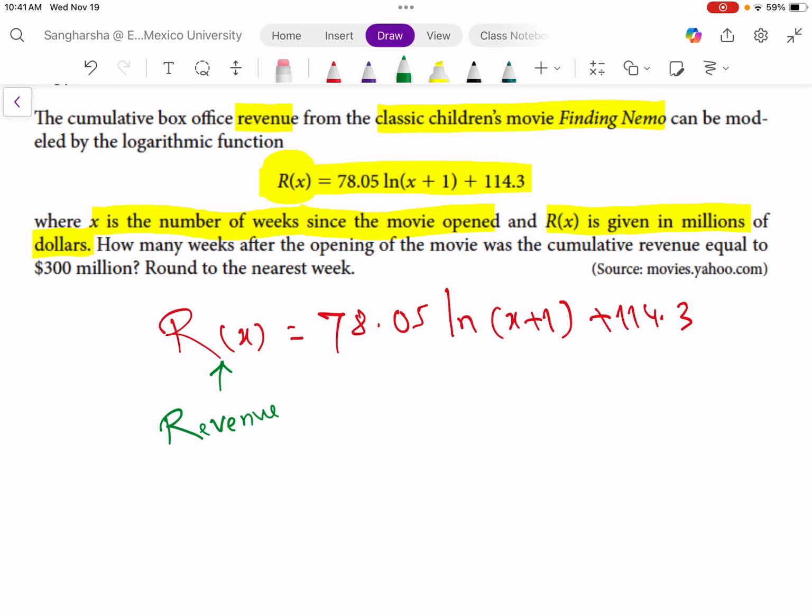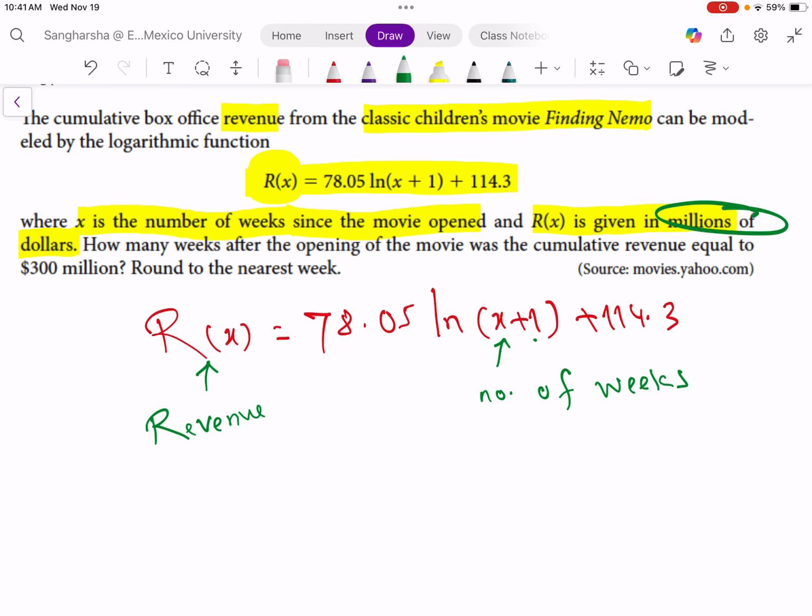Okay, revenue in millions of dollars. And our x represents the number of weeks since the movie opened. Now, let's find out what the question is here. How many weeks after opening the movie?